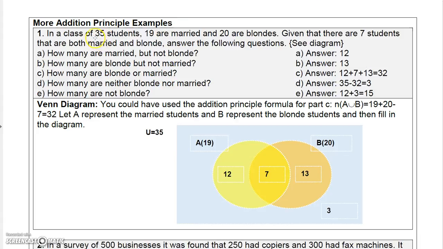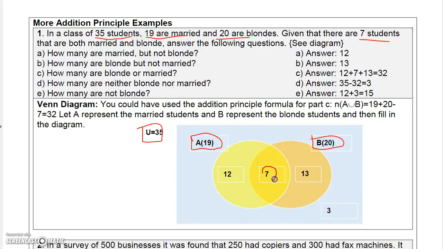Okay, here's another one. We have 35 students. We have 19 that are married, 20 are blonde, and 7 are both married and blonde. So I'm just going to go straight to the Venn diagram. 35 total. A is my married students, so I have 19 that are married. B is my blonde students, so I have 20 that are blonde. And so this circle represents the married, this circle represents the blonde.